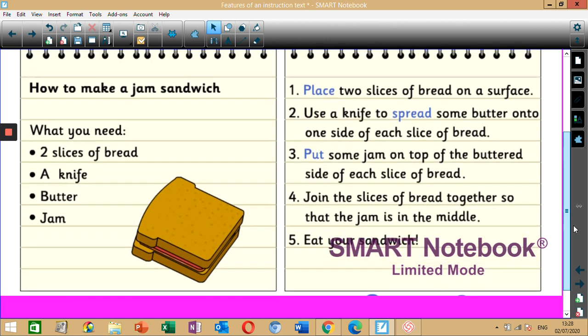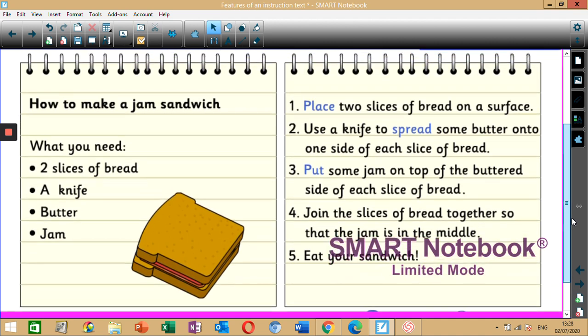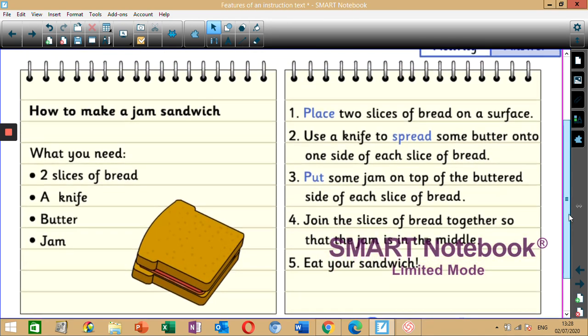So take a close look at these instructions, and what do you notice? What features of instruction text can you see? So well done, everyone. So who can tell me why these certain words are highlighted in blue? Place, spread or put. What are the examples of? The examples of imperative verbs. Well done if you got that correct. And in instruction text, we always use imperative verbs.